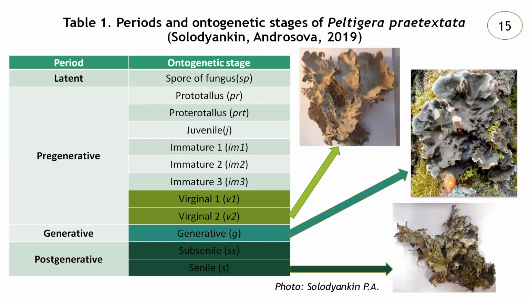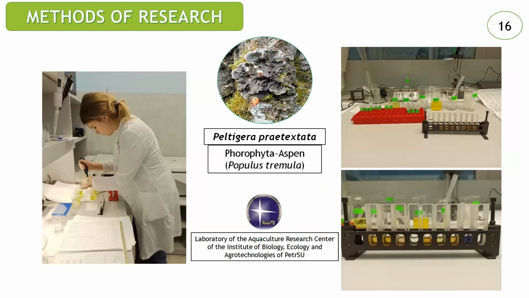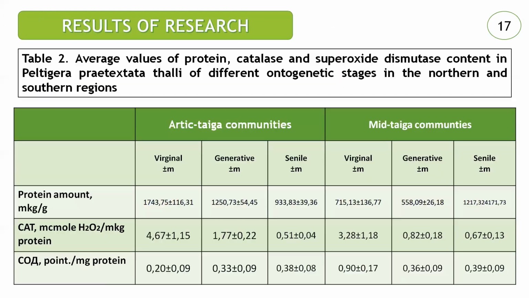So let's move on to our research. Specimens of Peltigera from three ontogenetic stages were examined. Virginal specimens are pre-generative, thallus without reproductive structures. Generative specimens have apothecia, and senile specimens are aging thallus. Research was conducted in the laboratory of Aquaculture Research Center at our university to study the contents and activity of catalase and superoxide dismutase in lichen samples.